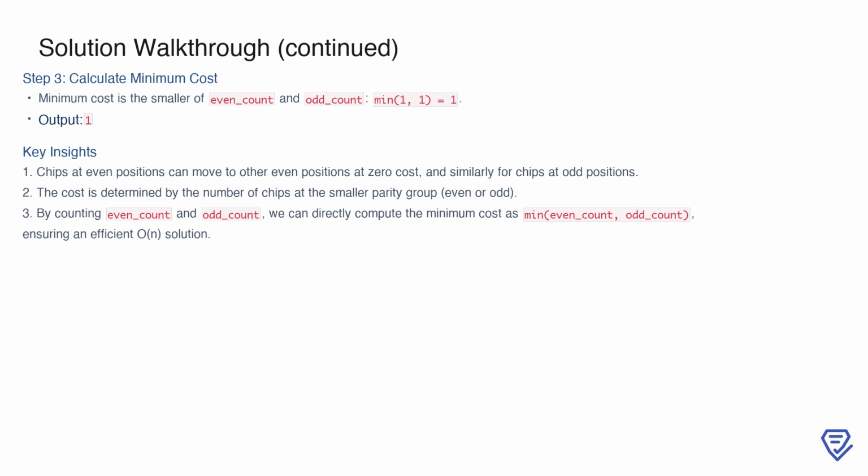Through these examples, we can see the key insights of the problem. Chips at even positions can move to other even positions without any cost, and the same holds for odd positions. The cost is determined by the number of chips in the smaller group, either even or odd. By counting these groups, we can directly compute the minimum cost as min(even_count, odd_count). This approach ensures an efficient solution with a time complexity of O(n).